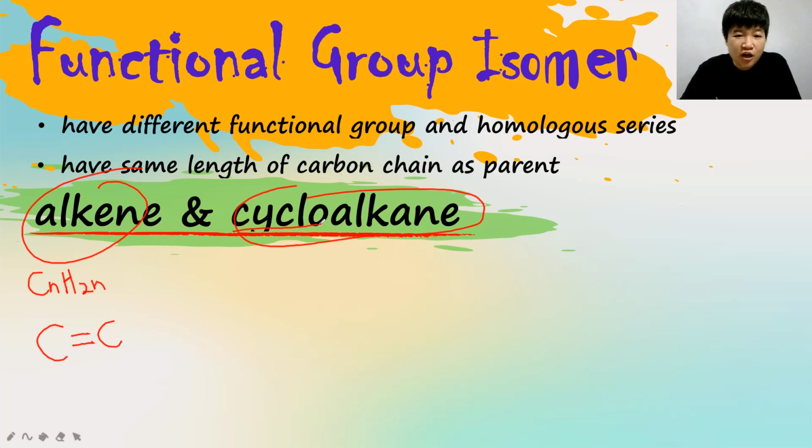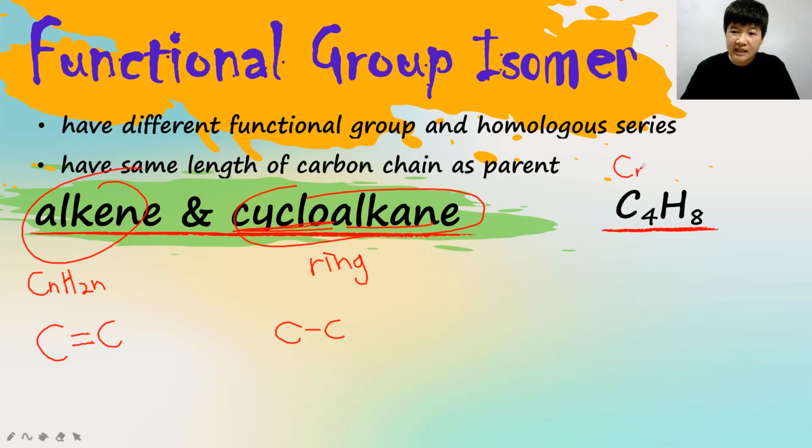Alkene, obviously, CnH2n, and very obvious, carbon double bond carbon. While cycloalkane must have a ring. Doesn't matter how many carbon, but you must have a ring and only carbon single bond. And the general formula that they are sharing will be CnH2n. As you can see, I have C4H8.